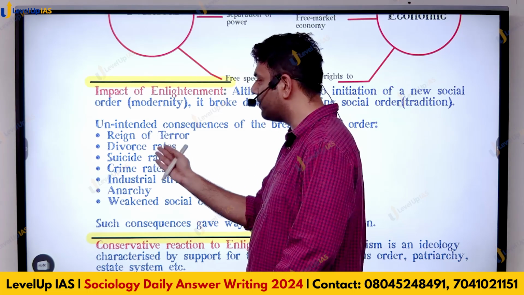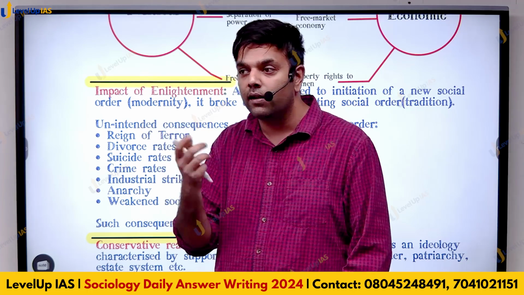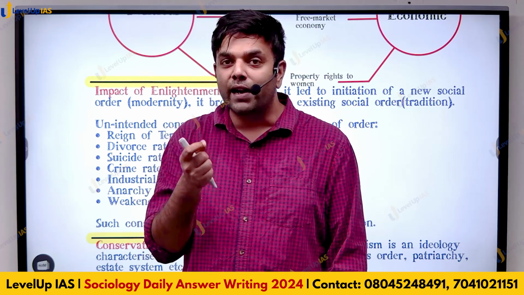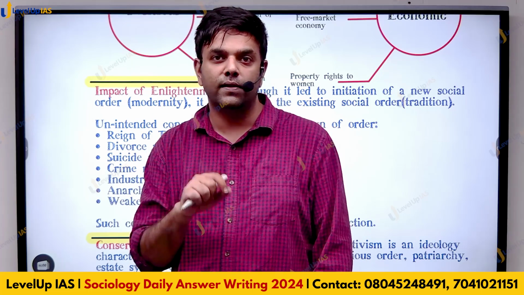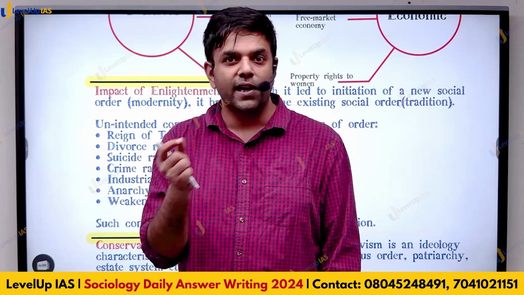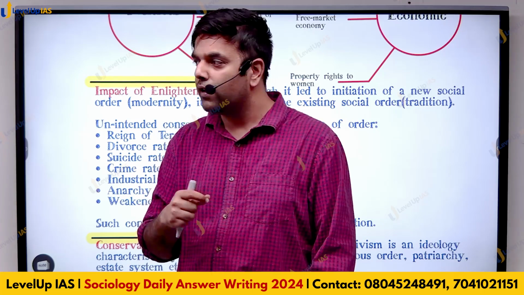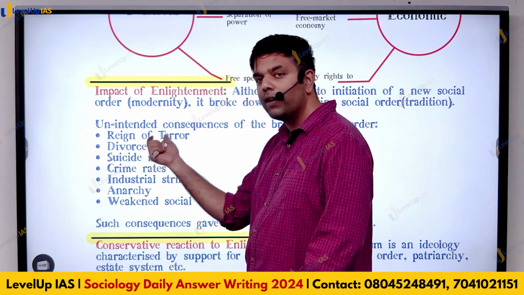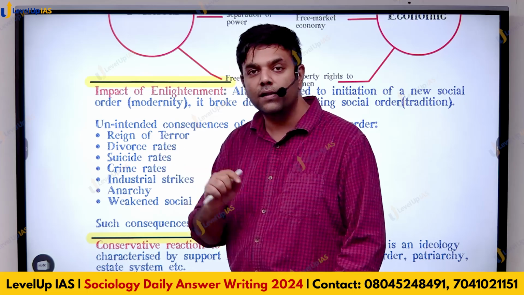Reign of terror happened. Divorce rates increased due to enlightenment thinking, because individual rights are given importance, women are given importance, their rights, their property rights, their education rights, those things are given importance. So divorce rates are also increasing. Suicide rates are also increasing.